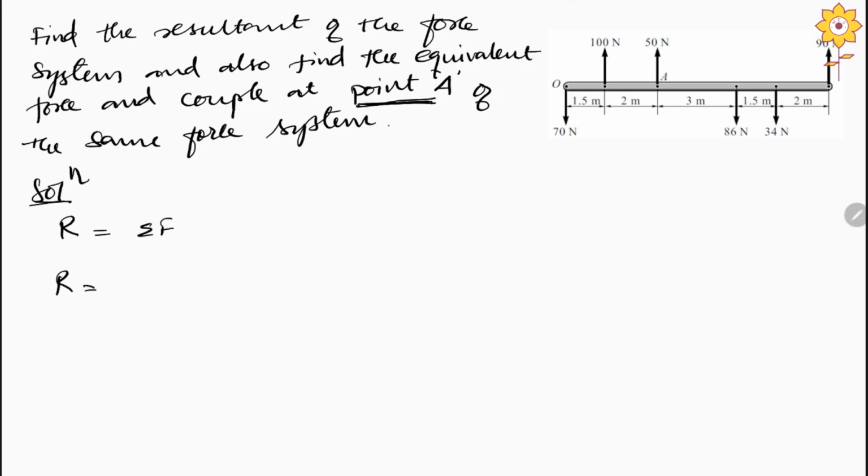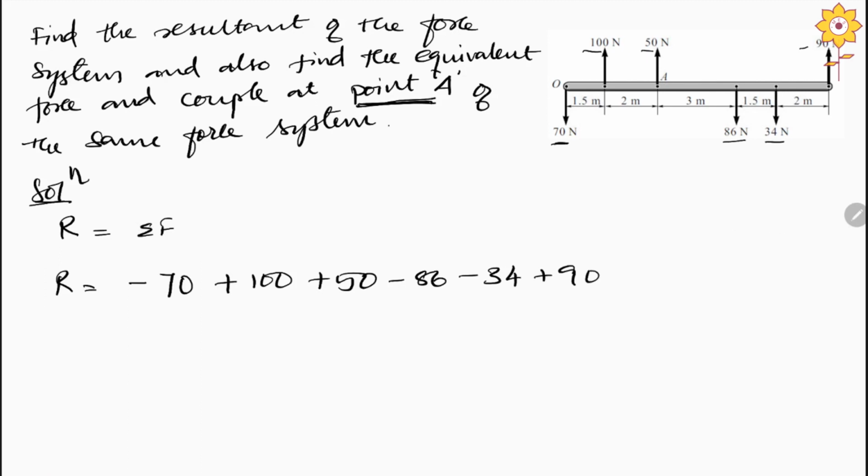So, this 70 Newton is acting downward. If the force is acting downward, it is negative. So, negative 70. And the second force, that is 100 Newton, is acting upward, so positive 100. And 50 Newton, the third one, is acting upward, so positive 50. And 86 Newton is acting downward, so negative 86. And 34 is also acting downward, so negative 34. And the last force, that is 90 Newton, is acting upward, so positive.